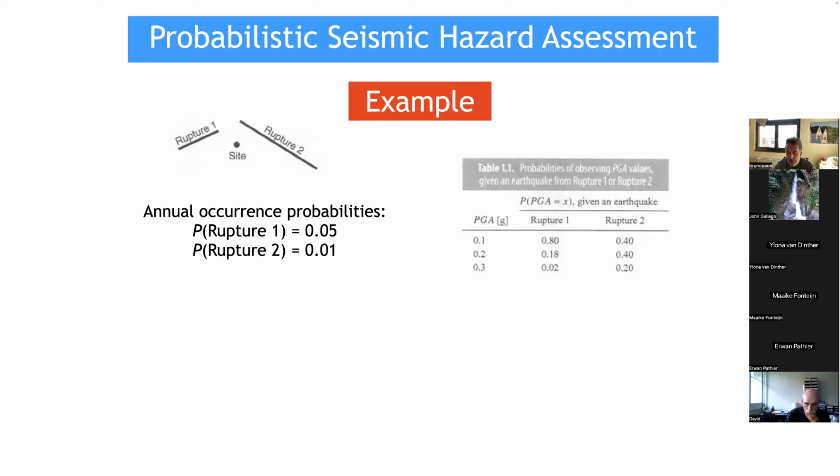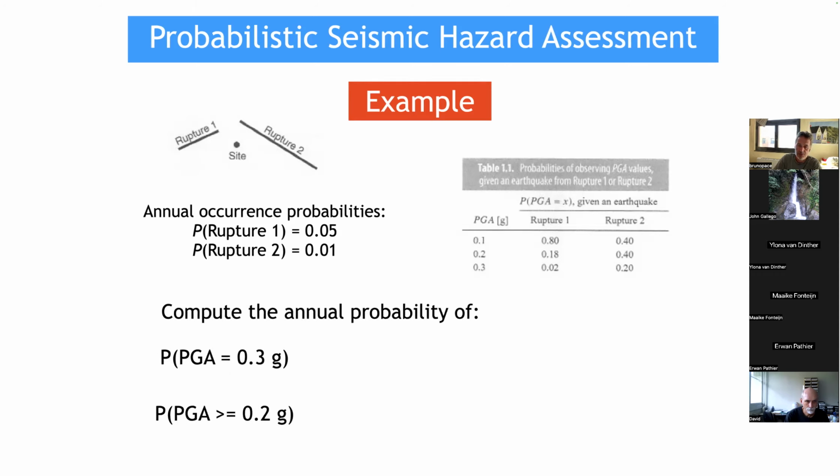Then we have to evaluate the ground motion. So again, in a probabilistic approach, what we can have is a table like this one on the right. We have the probability of different values of peak ground acceleration, in this case 0.1, 0.2, or 0.3, for the different ruptures. So for rupture 1, we can have 0.8 for 0.1G, or 0.18 for 0.2G, or 0.02 for 0.3G. And it's different for rupture 2. Again, as you can see, rupture 1 is smaller, so we have more probability for the lower values of PGA. Rupture 2 is larger, so we have a different distribution of probabilities for the different values of PGA.